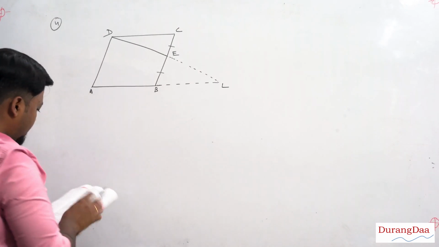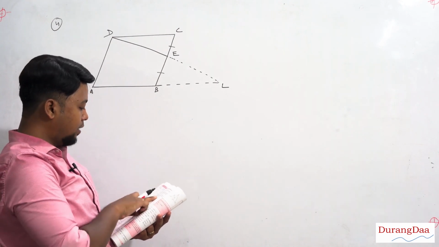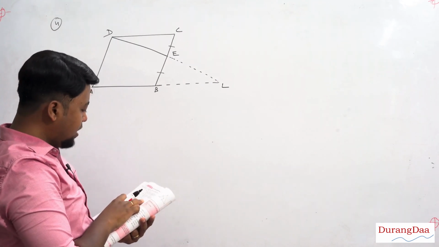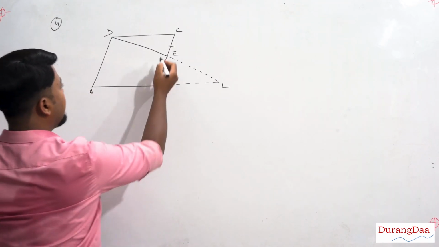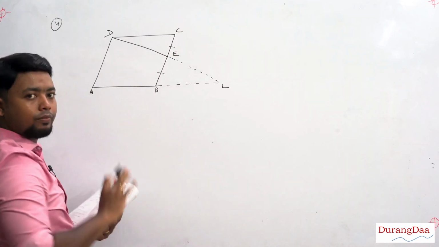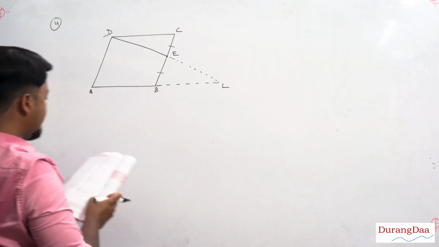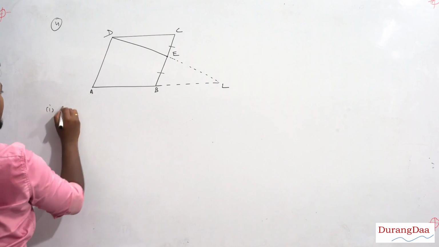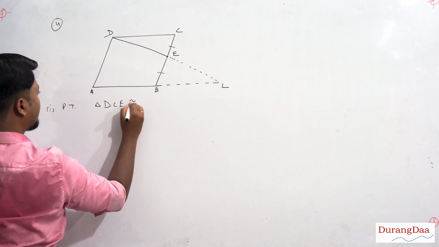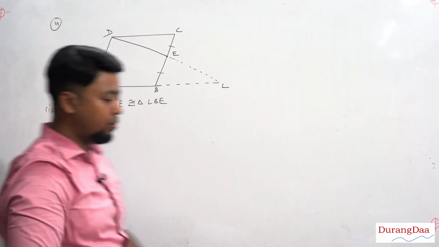So first let us read, from the given diagram in which ABCD is a parallelogram and ABL is a line segment, and E is the midpoint of BC. So, EB is equal to EC. They have shown in the figure. So, firstly we have to prove, in the first part, that triangle DCE is congruent to triangle LBE. Alright. Now, how to do that?